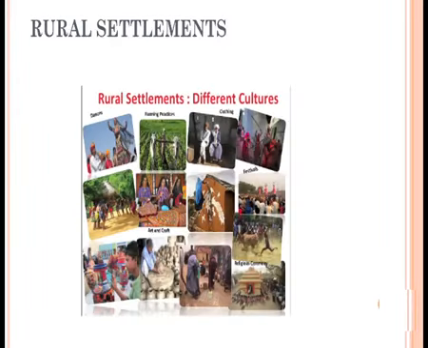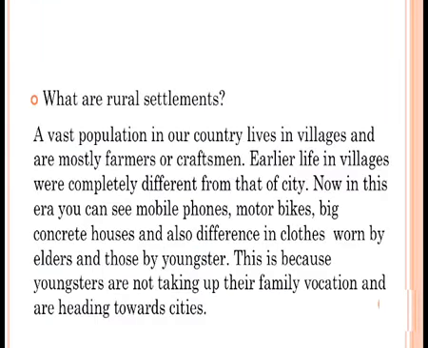Now we will discuss the next section of this lesson, that is rural settlement. What is rural settlement? A vast population in our country lives in villages and are mostly farmers or craftsmen. Earlier, life in villages was completely different from that of the city. Now in this era you can see mobile phones, motorbikes, big concrete houses and also a difference in clothes worn by elders and those worn by youngsters. This is because youngsters are not taking up their family vocation and are heading towards cities.